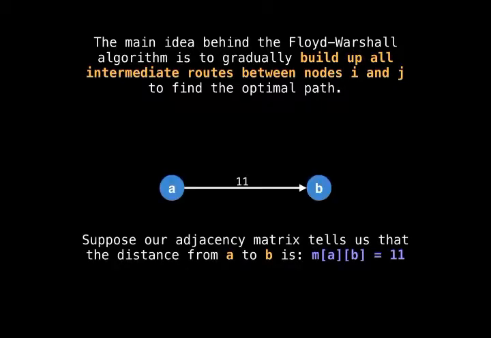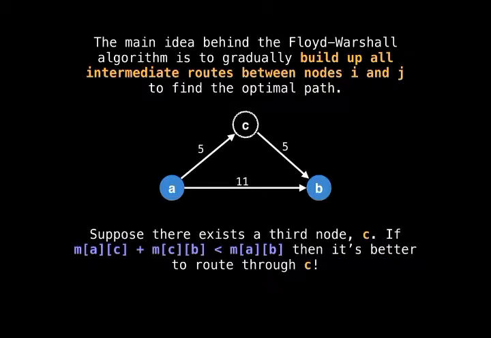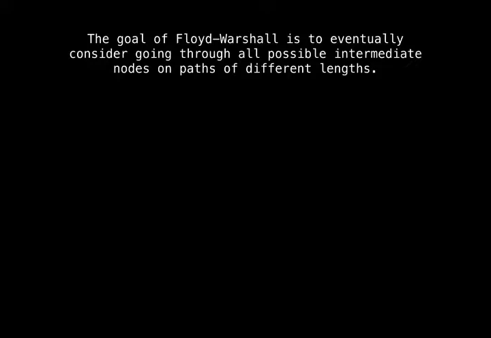Suppose our adjacency matrix tells us the distance from a node A to a node B is 11. Now, suppose there exists a third node C. If the distance from A to C and then C to B is less than the distance from A to B, then it is better to go through node C. Again, the goal is to consider all possible intermediate paths between triplets of nodes.